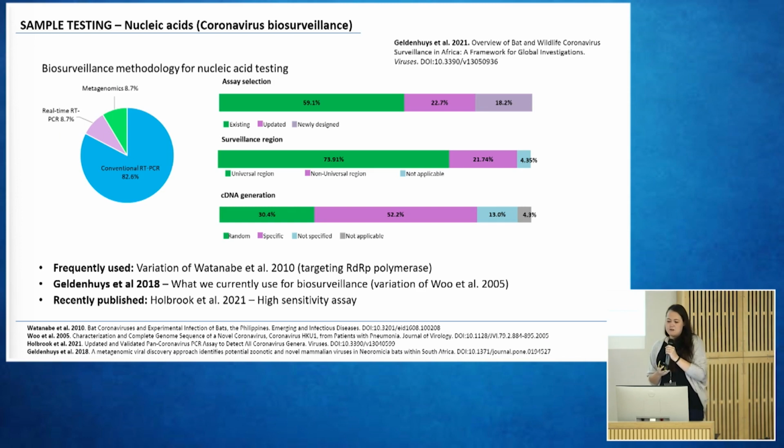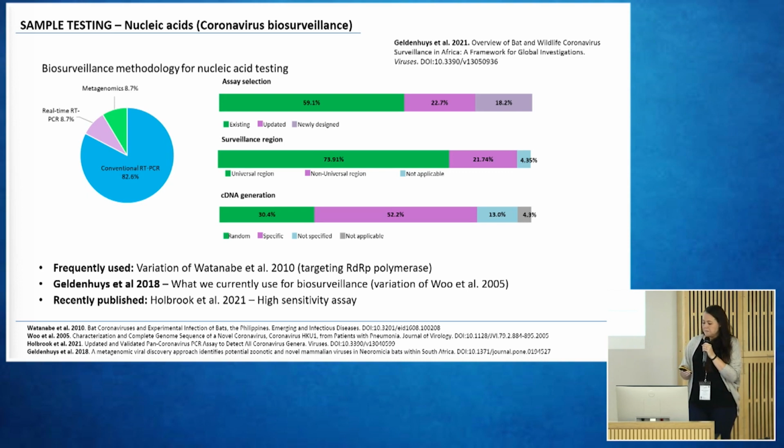Specifically for coronaviruses, you're all welcome to go read this review by Dr. Geldenhuys, looking at surveillance for coronaviruses in Africa. A part of the review looked at how assays are selected for biosurveillance. And as you can see, a large number of them actually used existing assays. Some of them updated the assays, and there are a few that newly designed the assays.